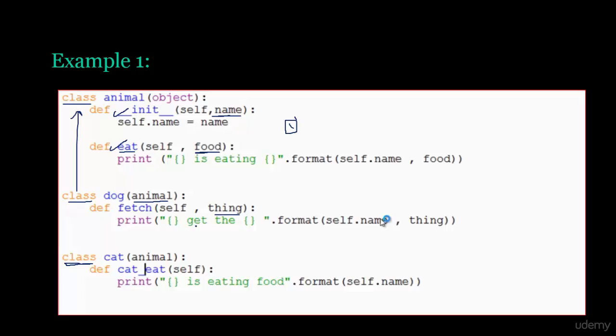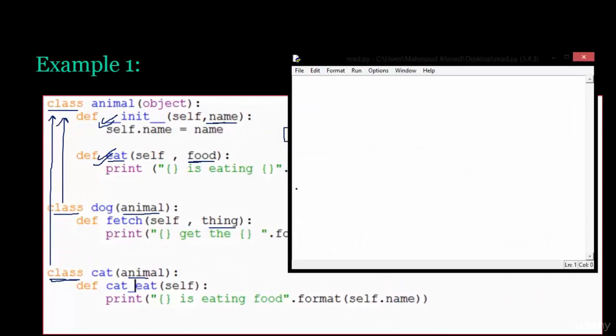As we have done with dog, we will do the same with the cat class. The third class will inherit from animal here. We will inherit the constructor and we will inherit eat. Here the cat class will inherit its name and eat from animal, and we will add another method for the cat. Okay, let's write this code in our Python shell and explain it in more detail.